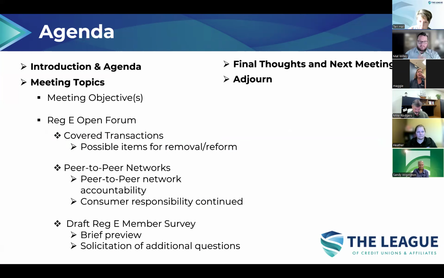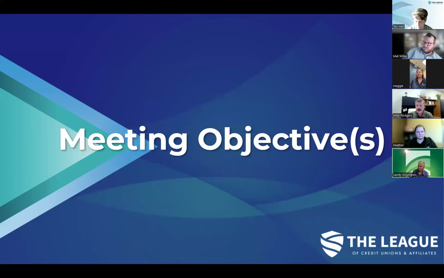But the objective today, we have a survey to cover. We're going to talk about covered transactions, and we're going to talk about peer-to-peer networks. We're going to go in backwards order. So we're going to talk about covered transactions first, then peer-to-peer networks, and then we're going to move on and touch on the survey that Matt was kind enough to get started with. So we'll jump right in. Are there any questions before we get started? Any comments before we move along?